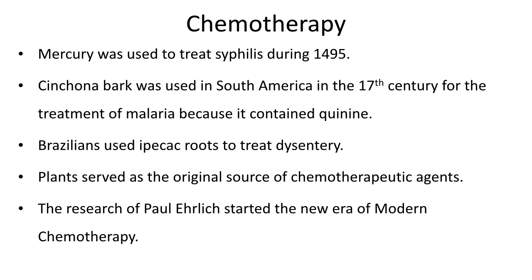In the olden days, mercury was used in the treatment of syphilis. Later, in the 17th century, Cinchona bark was used by the South Americans for the treatment of malaria because the bark contained quinine. The Brazilians used ipecac roots for the treatment of dysentery. So, plants were the source of chemotherapeutic agents in the olden days. The research of Paul Ehrlich started the new era of modern chemotherapy.